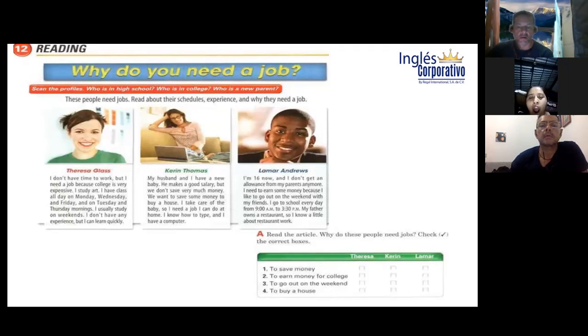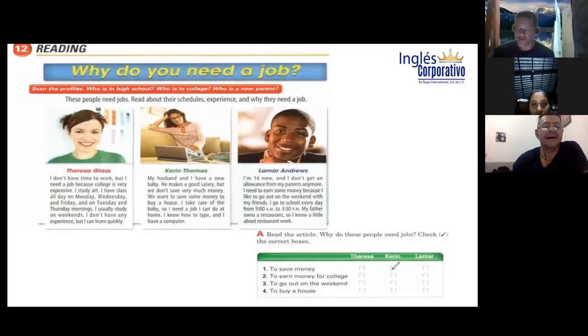Okay, de acuerdo a esto, we had to check the article. Vamos a ver, ustedes me van a ayudar a responder este before completing. I need to move this. Read the article and why do these people need jobs and check the correct boxes. To save money. ¿Quién de los tres needs to save money? Everybody. Karen.